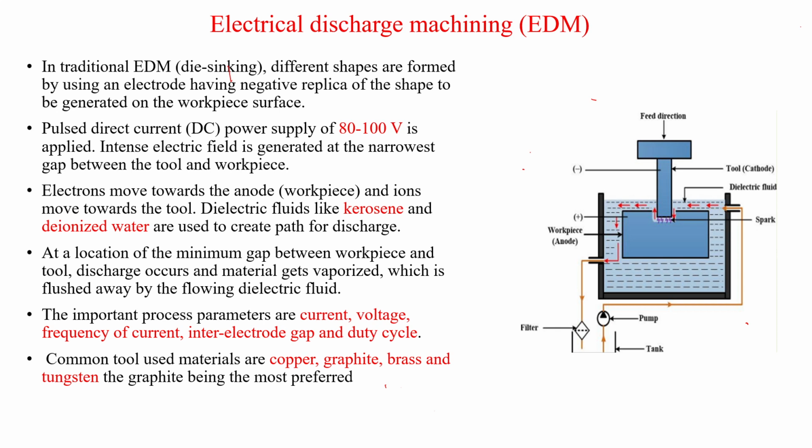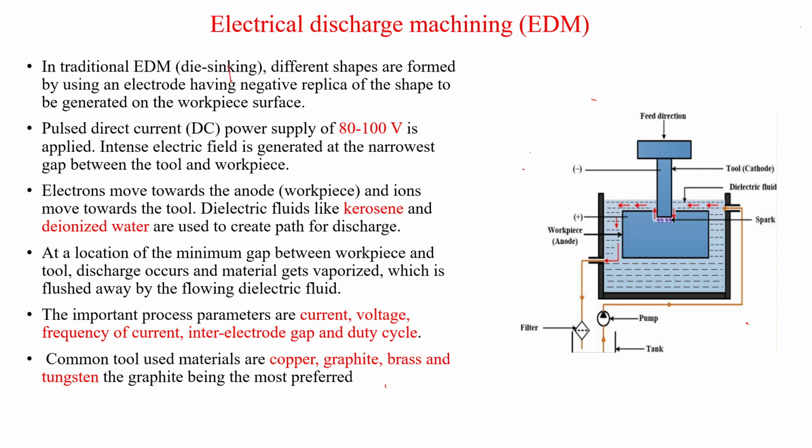Now you can see in traditional EDM, different shapes are formed by using an electrode having a negative replica. A power supply of 80 to 100 volt is applied, and because of that an electrical field is generated because of the movement of the electrons between the tool and workpiece. Electrons move towards the anode, because the anode is a positive charge, and the ions move towards the tool, towards the cathode, which is a negative charge.